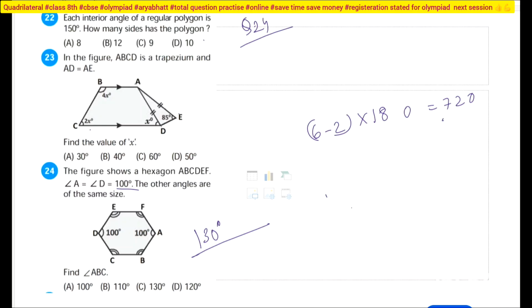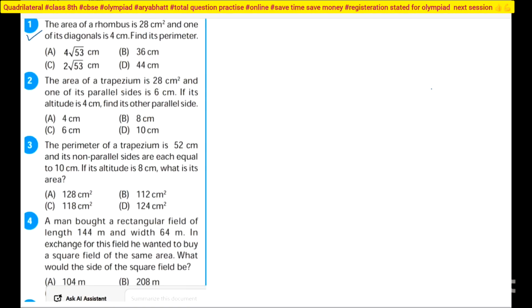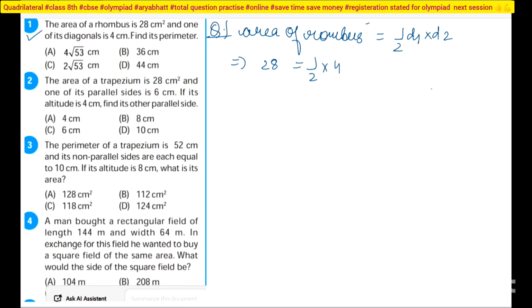Now, see question number 1. The area of the rhombus is 28 centimeter square and one of the diagonals is 4 centimeters. Find the perimeter. Now see, I know the area of a rhombus. What is the area of a rhombus? Half diagonal 1 into diagonal 2. And one thing more, the diagonals bisect each other and are perpendicular to each other. So from here, first I will calculate the value, since 28 centimeters is given. So 28 is equal to 1 by 2 into 4 into d2, right? So 2 times. By this I am getting 28 by 2 is equal to d2, or I can say that 14 is equal to d2.